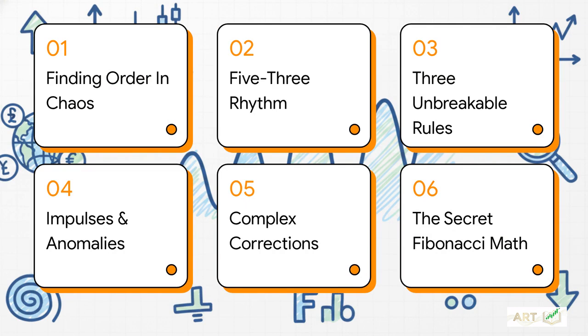We'll start with finding order in market chaos, and then we'll break down the core 5-3 rhythm. From there, we'll establish the 3 unbreakable rules, followed closely by impulse waves and anomalies. Next, we're going to tackle the rather dangerous complexity of corrections. And finally, we'll uncover the secret Fibonacci math that ties this whole shebang together.